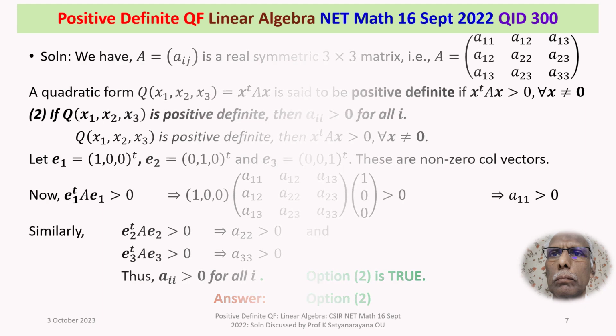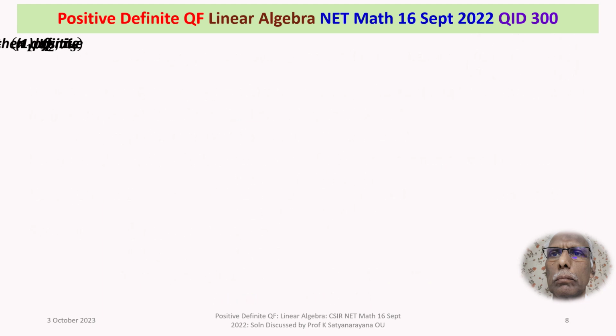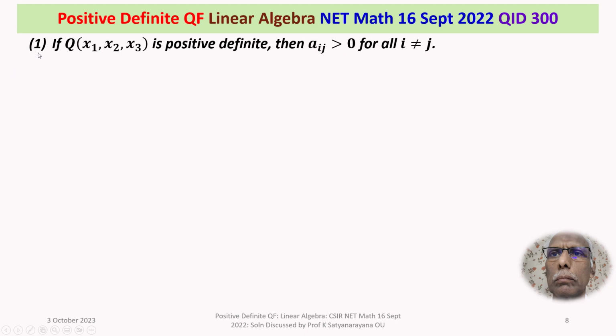Agreed. We go to the next slide. So we go to option 1. If Q of x1, x2, x3 is positive definite, then Aij is greater than 0 for all i not equal to j. That means these entries Aij, when i is not equal to j, must be positive whenever it is a positive definite matrix. It is not so. To say so, I will give you a counterexample.